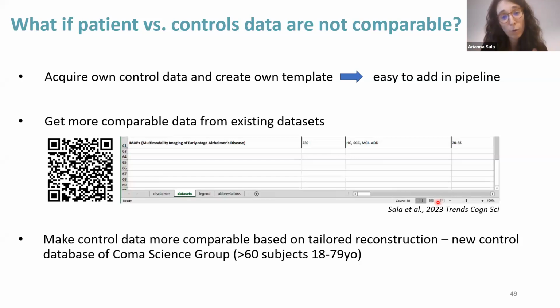Last but not least, we are acquiring at the Coma Science Group a new database of healthy controls, and we plan to keep the raw images so that it will be possible, under request, to perform some tailored reconstruction procedures to adapt our controls with your patients and, again, make the two comparable.